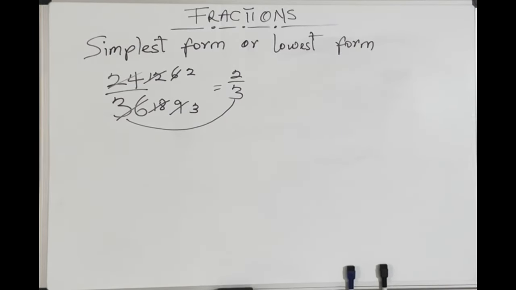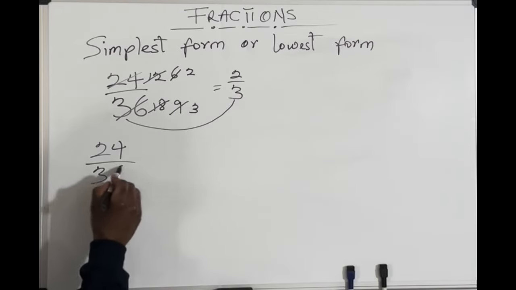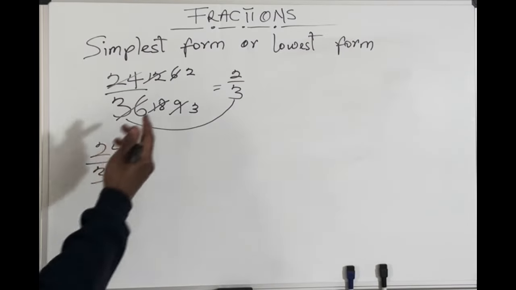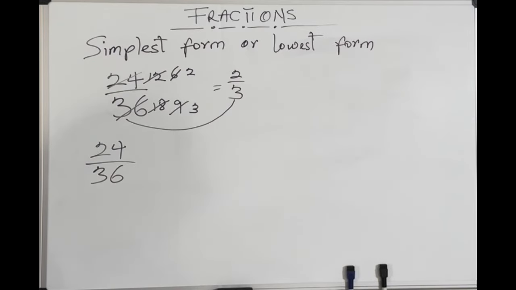Normally, in mathematics, we have two methods of solving a problem. So if you're not okay with cancellation, you can go with the highest common factor. Let's say the same question, 24 over 36. You want to get to the simplest form, and you don't like the idea of cancellation, so you want to go with the HCF. So we look for the highest common factor of 24 and 36.